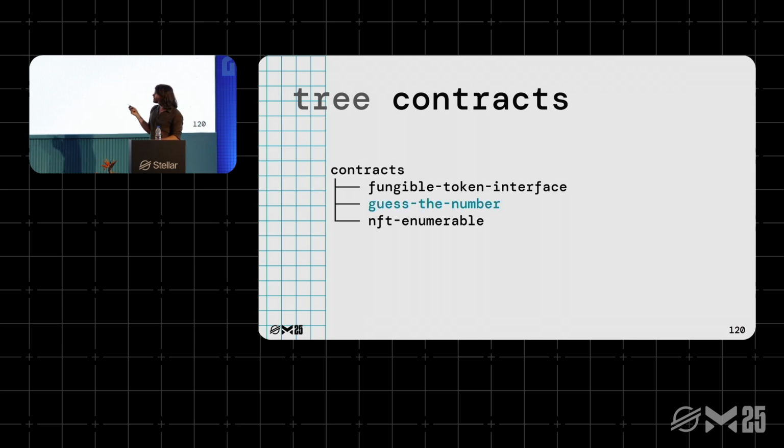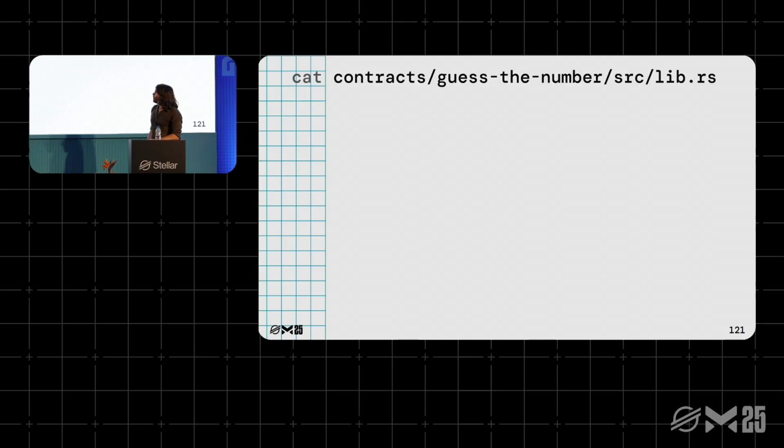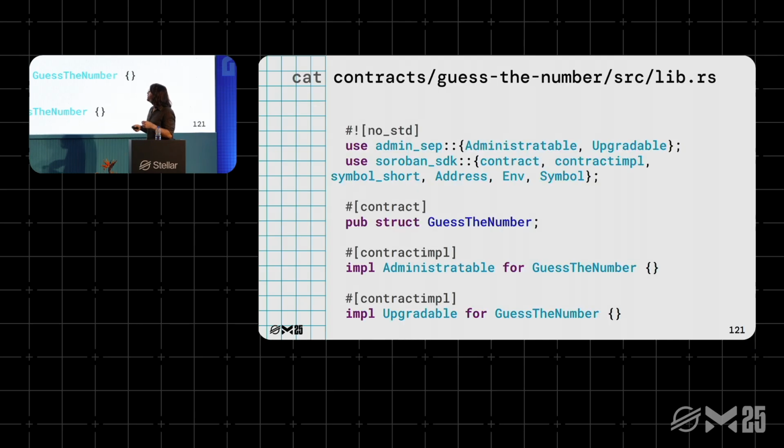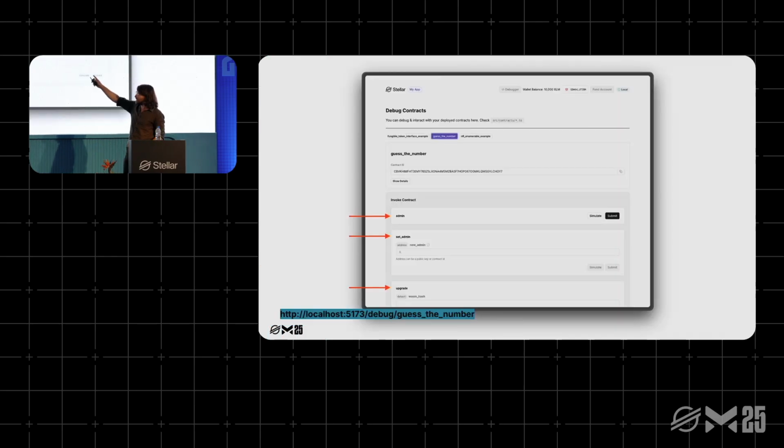If we look at the source code of guess the number, we're using some new stuff in here on this feature branch. So we've got this admin SEP with administratable and upgradable. This is implemented using what's called contract traits. These are composable, they're packages, right? They're on cargo, they're on crates.io. And you just do this impl administratable and impl upgradable, and boom, you've got admin, set admin, upgrade, all in a secure, audited way to compose your contracts from a bunch of different contract traits. You will also be able to write your own contract traits and share them with others.